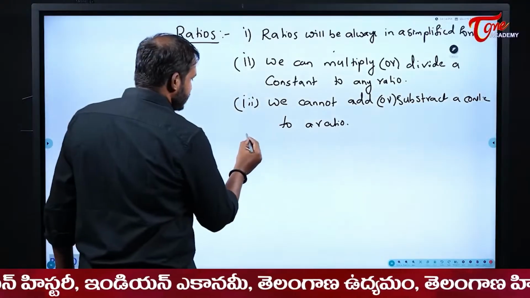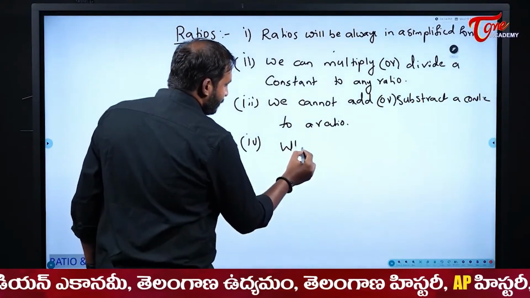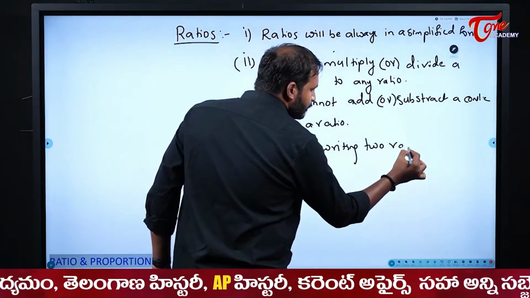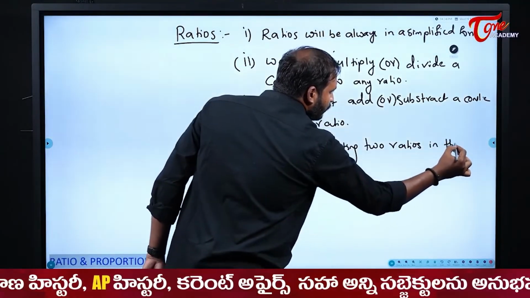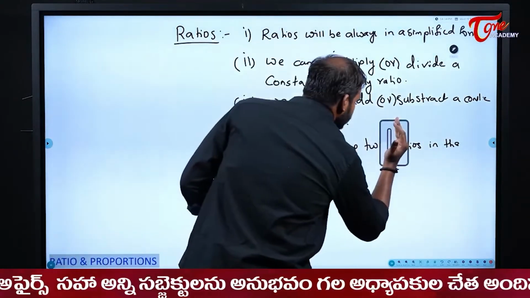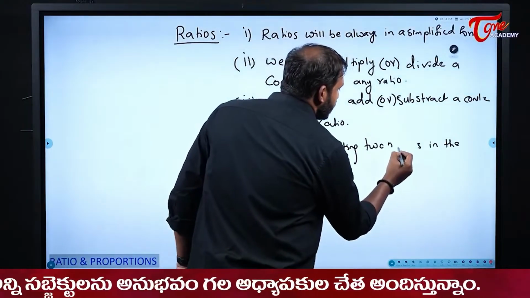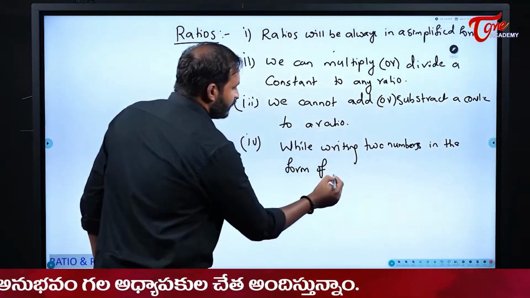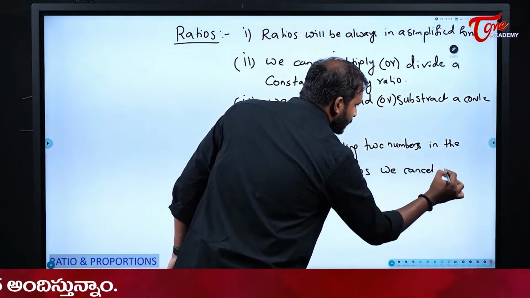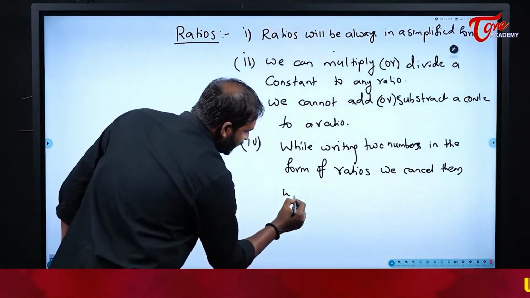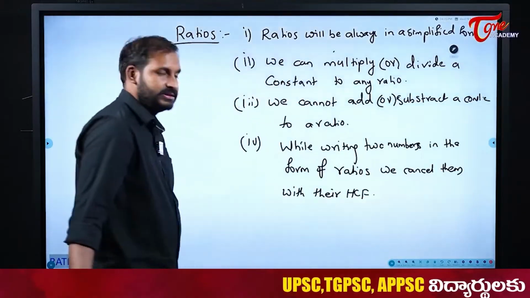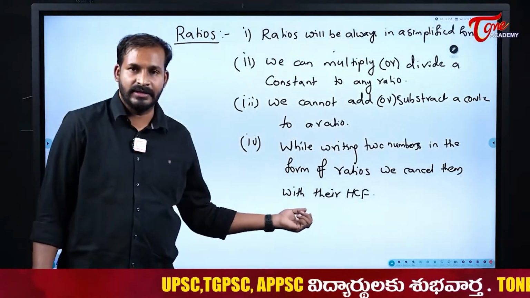And the next observation is, while writing two numbers in the form of ratios, we cancel them with their HCF. While discussing LCM and HCF also, we came across these things, students.